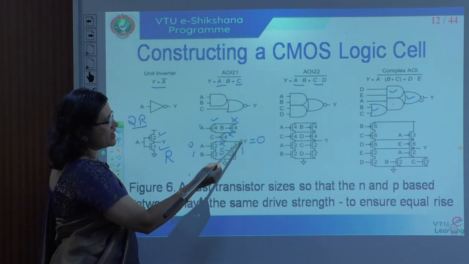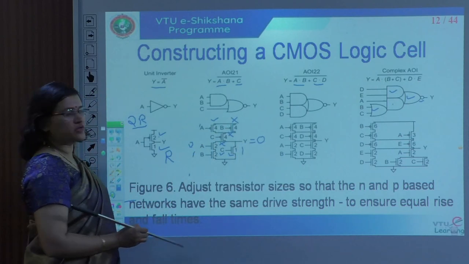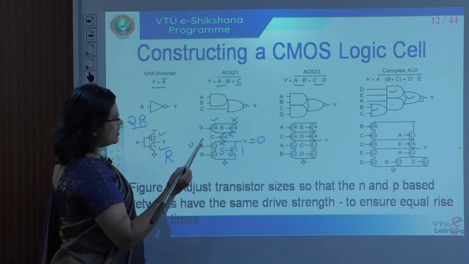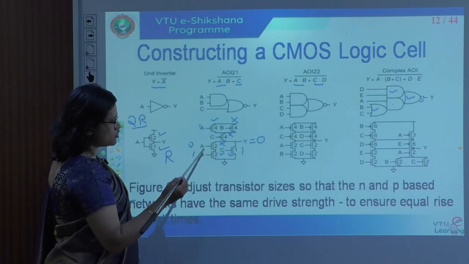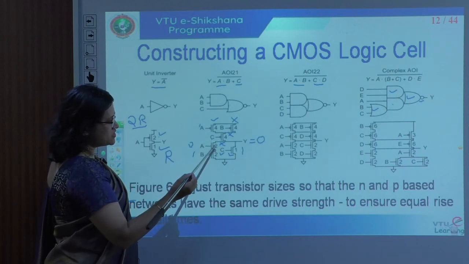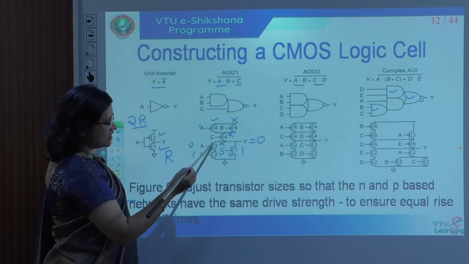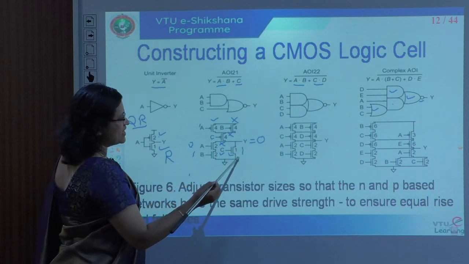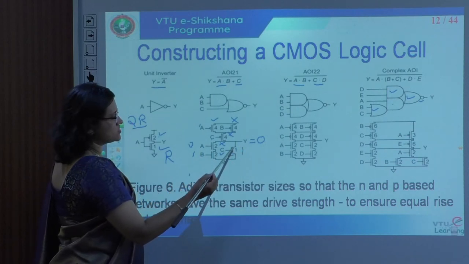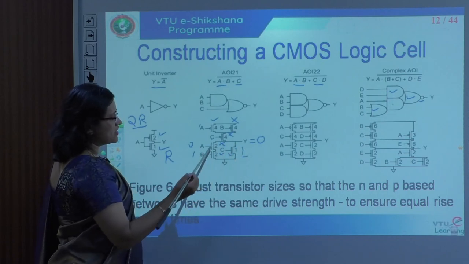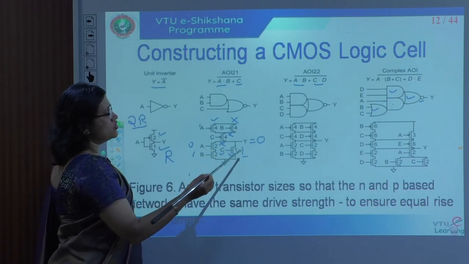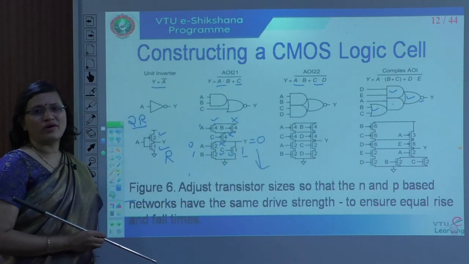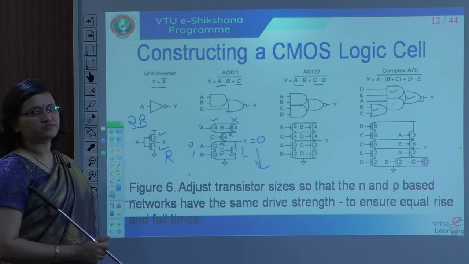So your output Y is not pulled up to the supply voltage. Whereas in this case, A is 0, so this transistor is off, B is 1. Since this switch is open, the series path is not going to exist here. But here, the C transistor is turned on, and that comes in parallel with A and B. So your output Y is pulled down to 0. That's why you get output Y equal to 0.